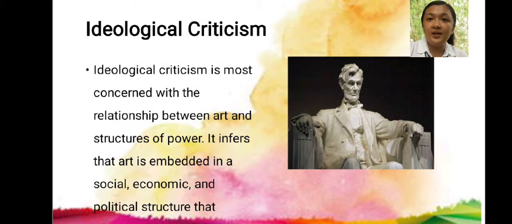The fourth one is ideological criticism. Ideological criticism is most concerned with the relationship between the art and structures of power. It infers the art is embedded in a social, economic, and political structure that determines its final meaning.